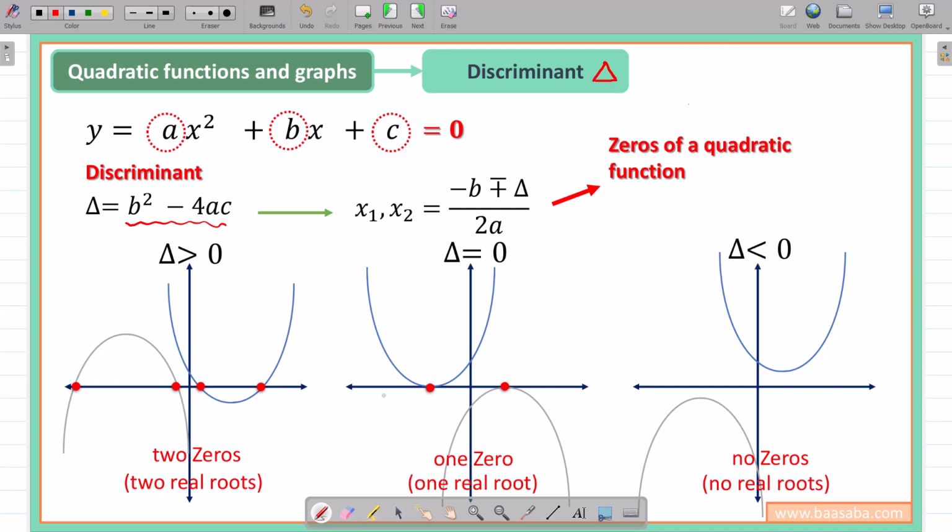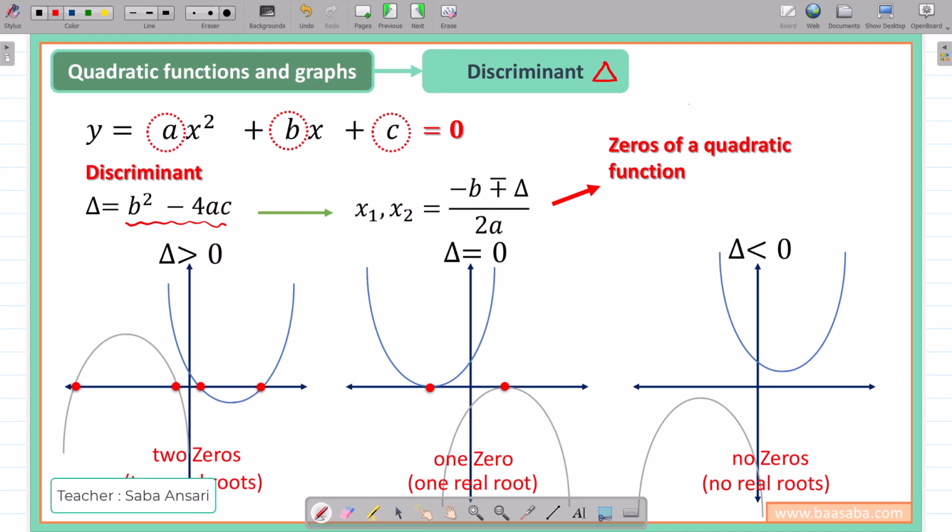Zeros are points that actually are the intersection of our graph with the x-axis. So a quadratic function can have two zeros, one zero, or no zero. For finding the zeros of a quadratic function, we have many ways to calculate it. One of them is calculating the discriminant.